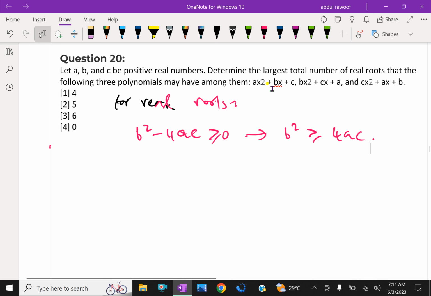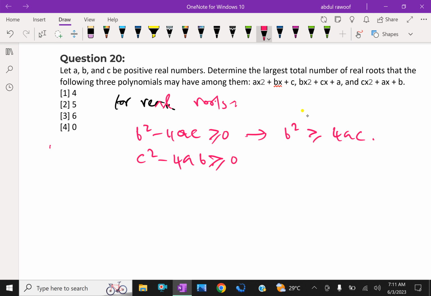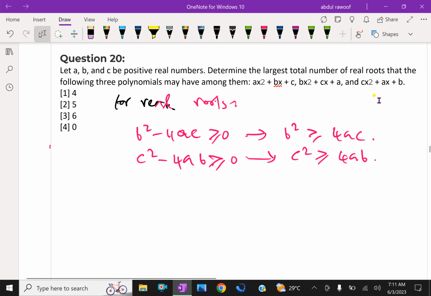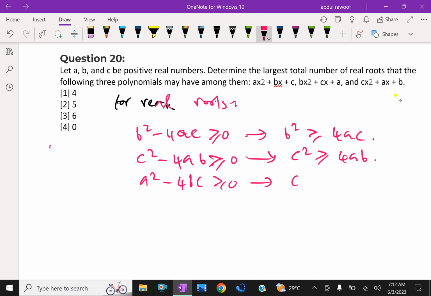For the second equation, C squared minus 4ab is greater than or equal to 0, which gives C squared is greater than or equal to 4ab. For the third equation, A squared minus 4bc is greater than or equal to 0, which gives A squared is greater than or equal to 4bc.